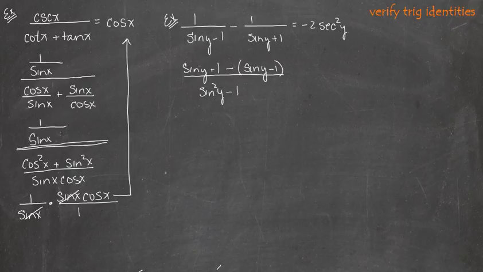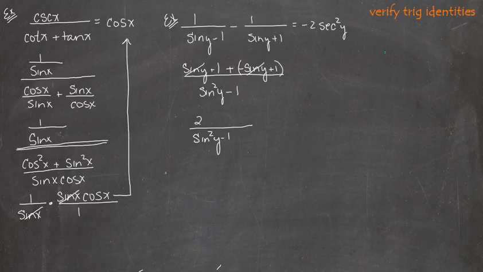Done. Then if I distribute my minus sign, that means change the signs inside and turn it into addition, and now I can disregard the parentheses. Sine y minus sine y, those cancel. 1 plus 1 equals 2. That's looking good because I kind of want a 2. 2 in the numerator over sine squared y minus 1.